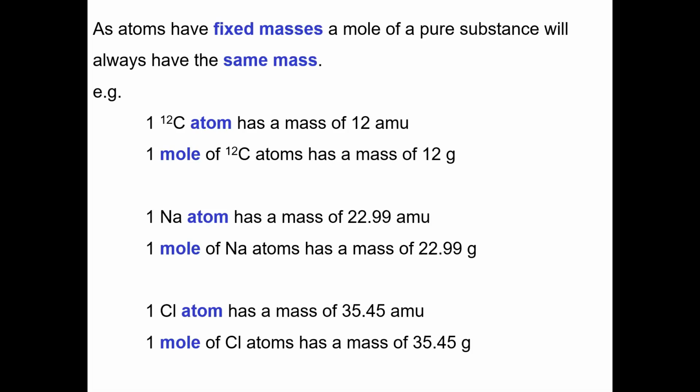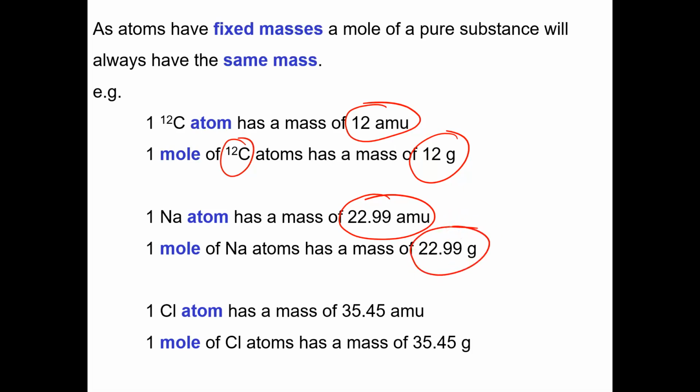So as atoms have a fixed mass, a mole of a pure substance will always have the same mass. And that's really helpful. So one carbon-12 atom has a mass of 12 AMU, and by definition, a mole of carbon-12 atoms has a mass of, you guessed it, 12 grams. A single sodium atom has a mass of 22.99 AMU. A whole mole of sodium atoms weighs 22.99 grams. And so on and so forth for every atom in the periodic table.